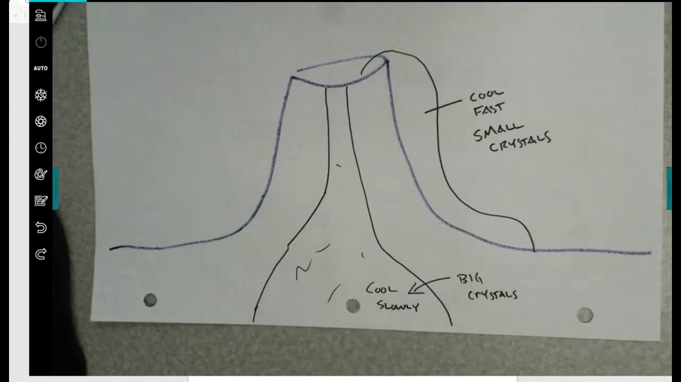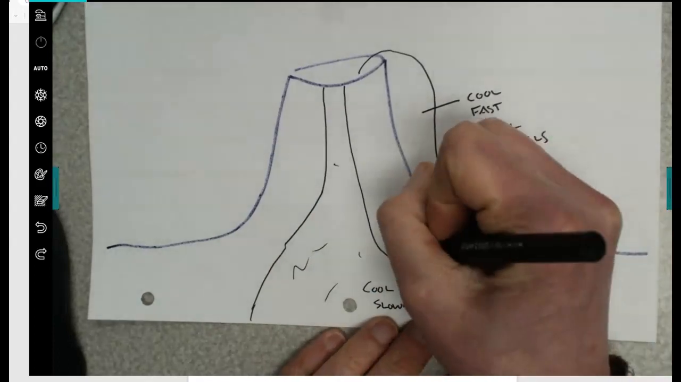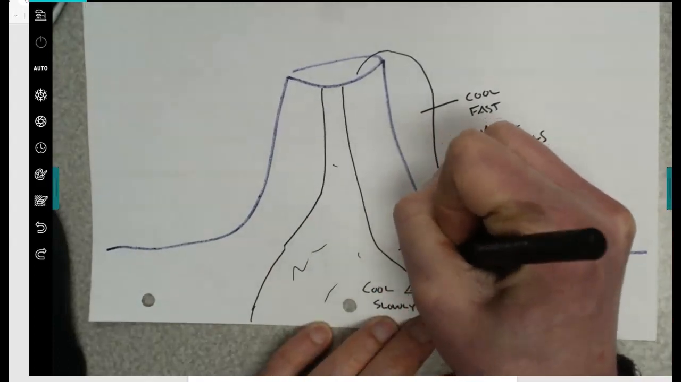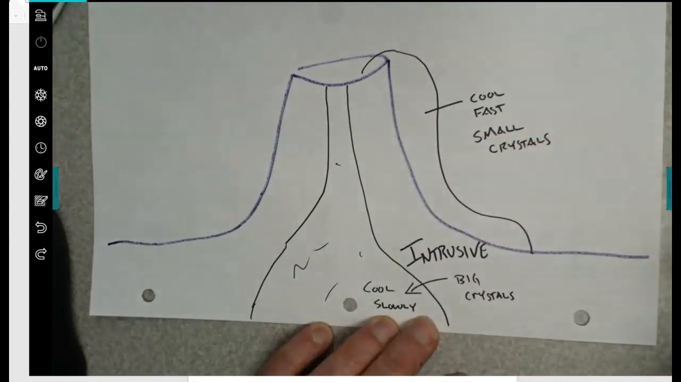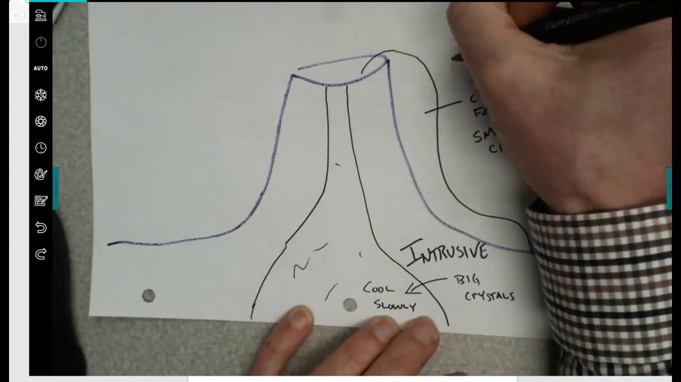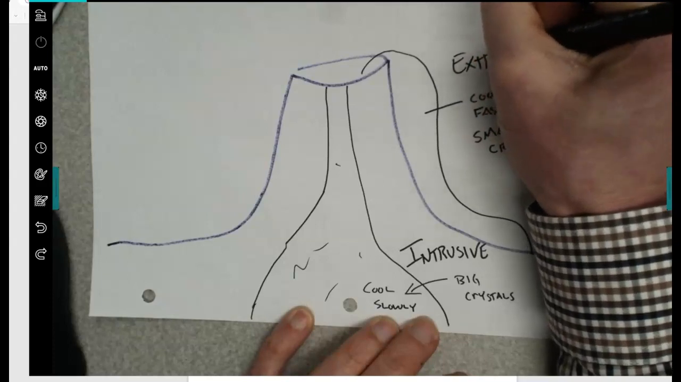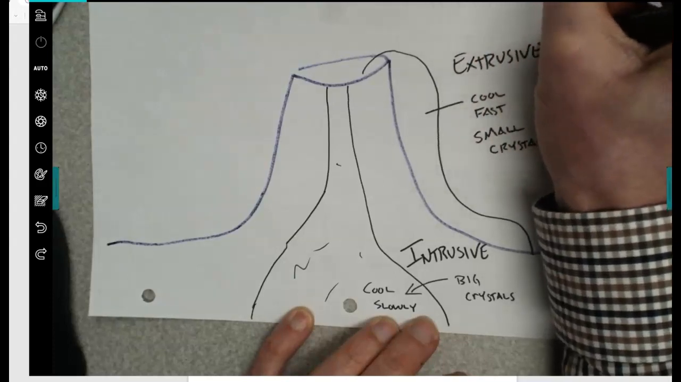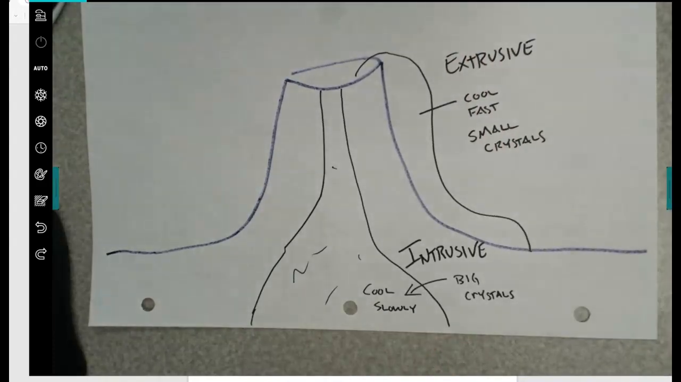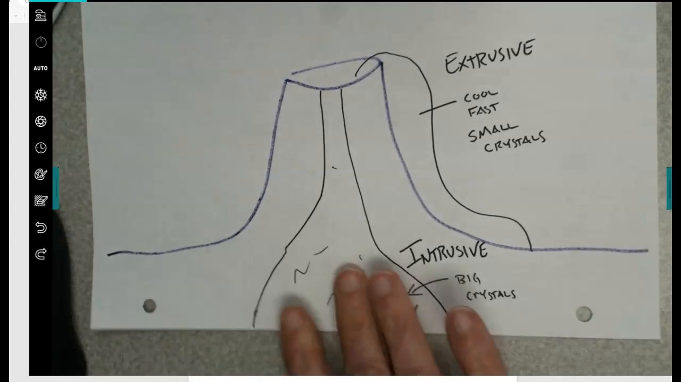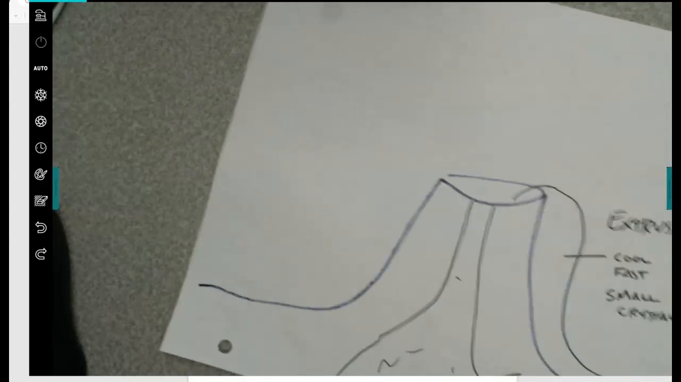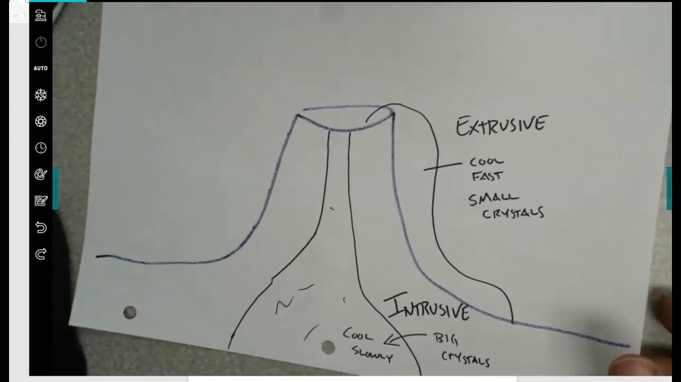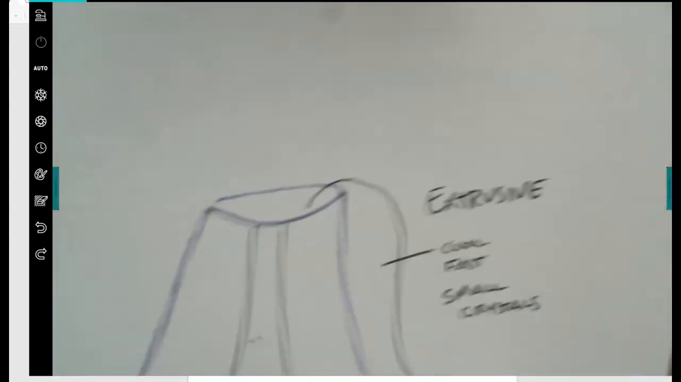So we have names for this. Things that cool inside with the big crystals we call intrusive igneous rocks. The things that cool fast outside the volcano we call extrusive igneous rocks. So let's take a look at both. Now, the other thing is, you can be extrusive and mafic, you could be extrusive and felsic, you could be intrusive and mafic, and intrusive and felsic.